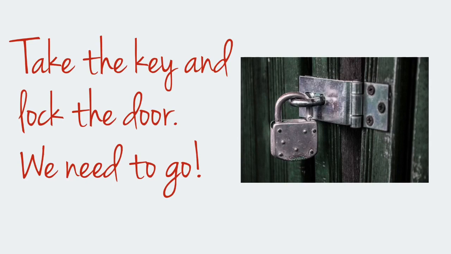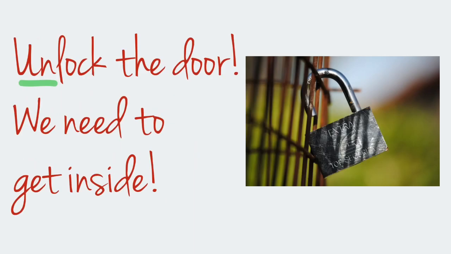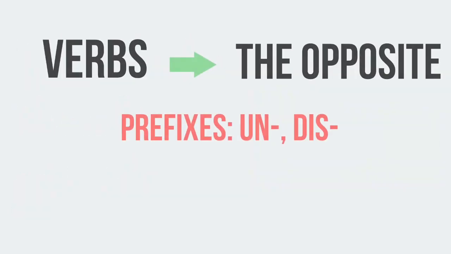Take the key and lock the door. We need to go. Unlock the door. We need to get inside. So we make verbs with opposite meaning with the help of prefixes un and dis.